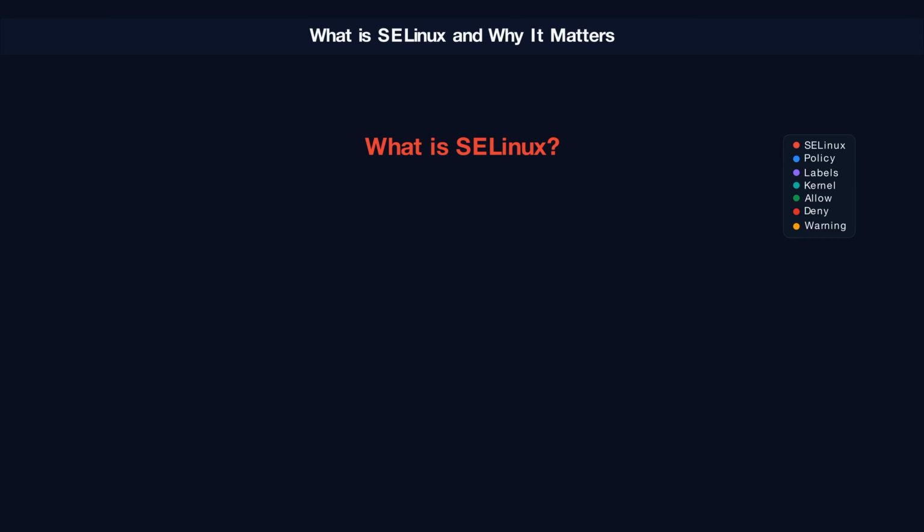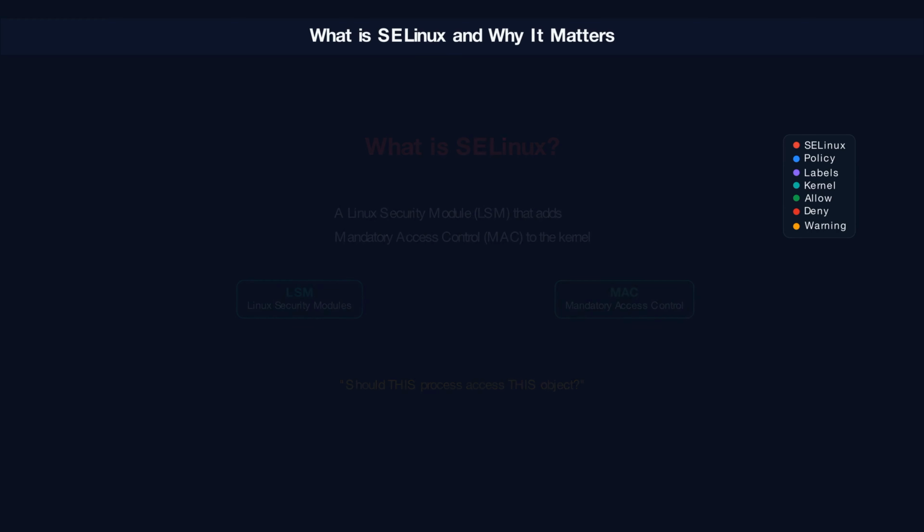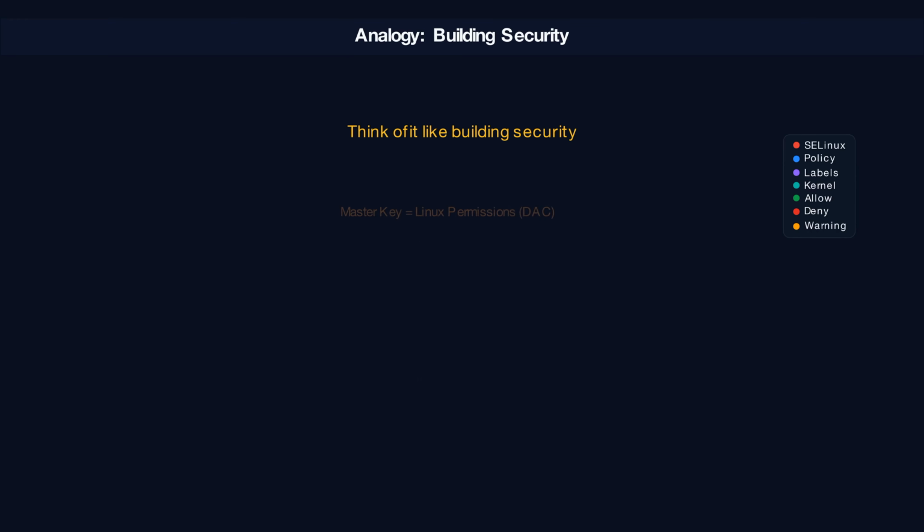SELinux is a Linux security module, or LSM, that adds mandatory access control to the Linux kernel. In plain terms, it makes the kernel ask an extra question before every action, even if normal Linux permissions would allow this. Should this specific process, with this specific security label, be allowed to do this exact action on this exact object? Think of it like a two-factor security check at a building.